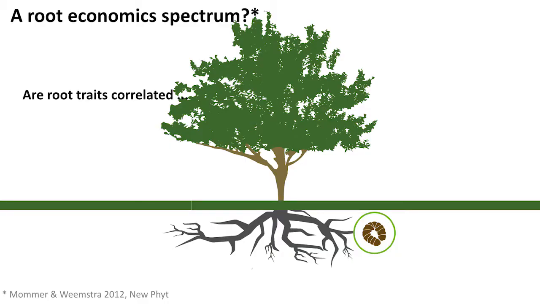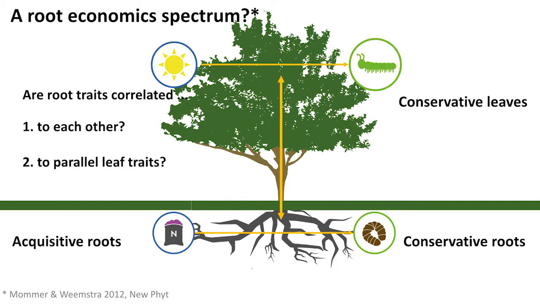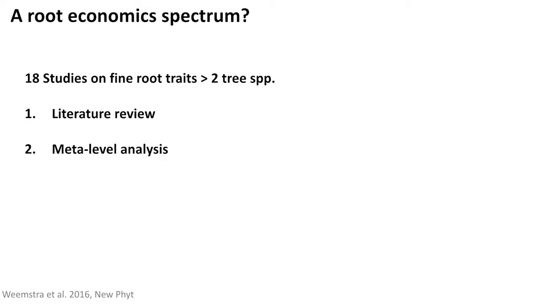So in previous work, Liesje Mommen and I already noticed that there is very little evidence for this root economic spectrum in the literature, and we further looked into this in the current study, where we addressed the questions whether root traits are correlated to each other in these acquisitive or conservative trait syndromes, and whether they are correlated to seemingly parallel leaf functional traits. And we addressed this question in a literature review that included 18 different studies on the fine root functional traits of more than 2 tree species.